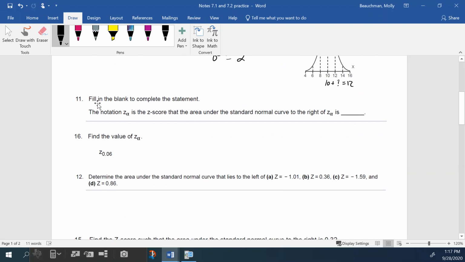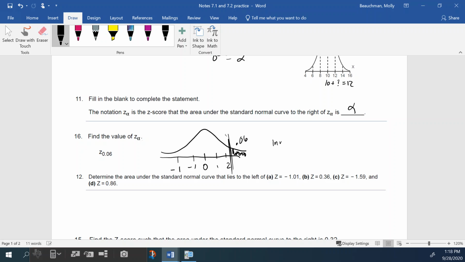Okay, so an example, fill in the blank. The notation Z subscript alpha is the Z-score such that the area under the standard normal curve to the right of Z alpha is alpha. So the definition is on your homework. Find the value of Z subscript alpha. So this means that on the standard normal, with a mean of 0, standard deviation 1, find the value such that to the right we get an area of 0.06.